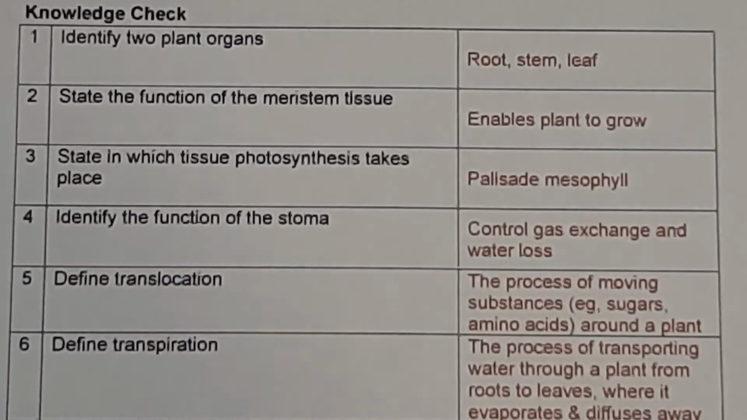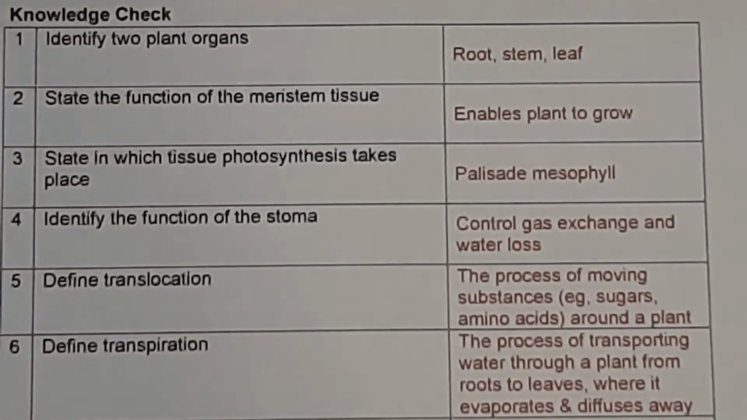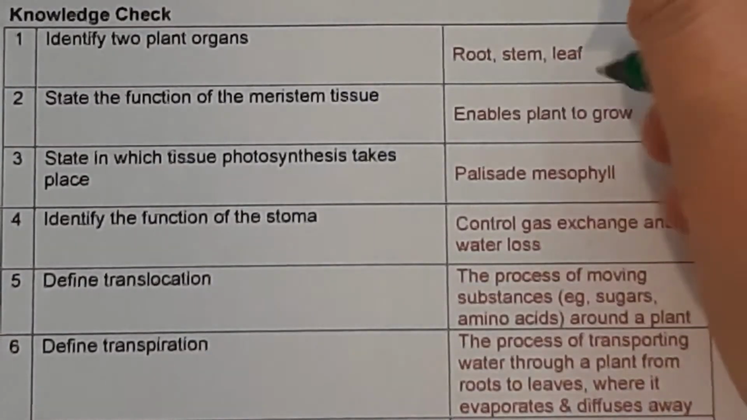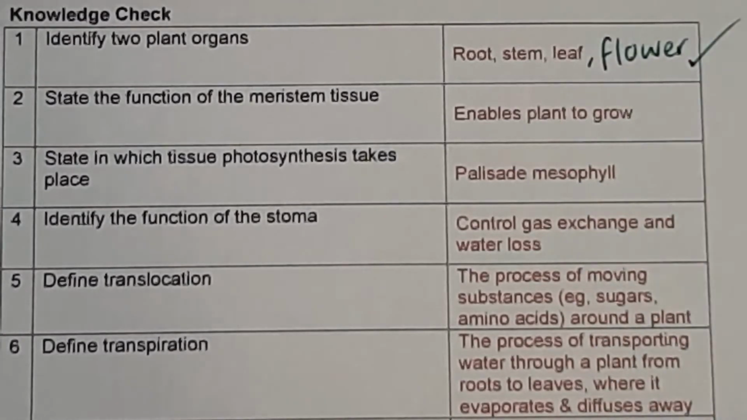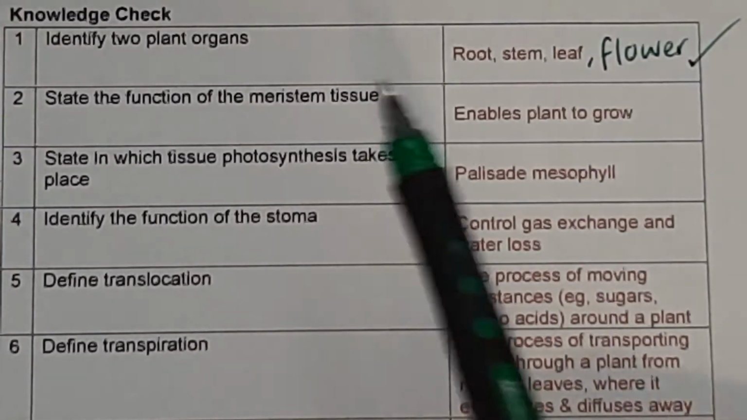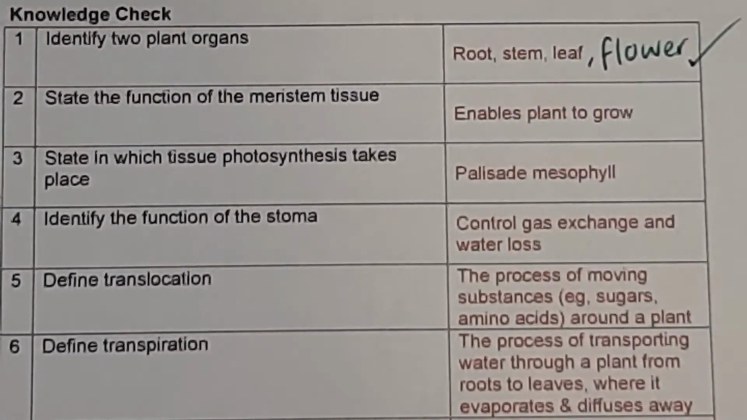Okay, let's go through those. So, identify 2 plant organs. Well, there is the root, stem, leaf or flower as well. So any 2 of those will get you the mark. Make sure that you add on the items you haven't got. Even if you've written 2 and you've got the mark, please do add the other 2 organs as well.